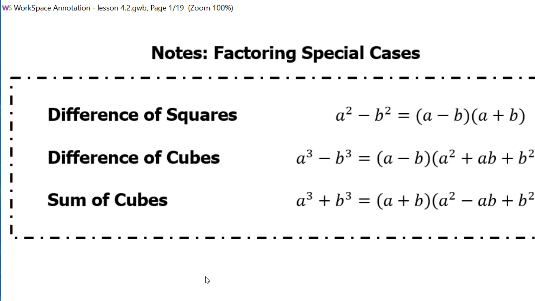Okay, today we are factoring what's called special cases. For these special cases, there are three special types of binomials that we'll be factoring today. The first one you saw in Algebra 1 is called a difference of squares. In order to have a difference of squares, first of all, you have to have a subtraction symbol in the middle. And then the two terms in the binomial have to be a perfect square.